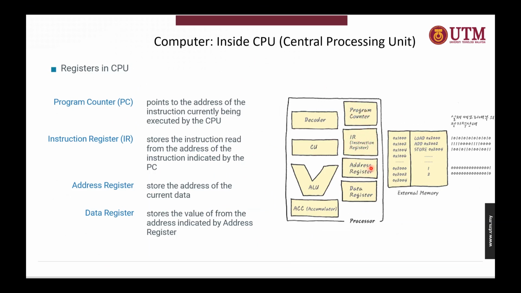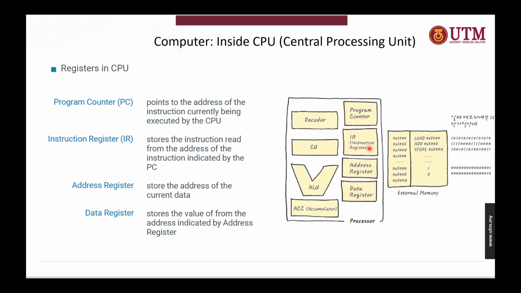Then we have the address register. The address register is used to store the address of the current data. So if you have a data, the address of that data will be stored inside of this address register. And last but not least, we have the data register, which is used to store the value from the address indicated by the address register. So these are the 4 registers in the CPU that you need to know.